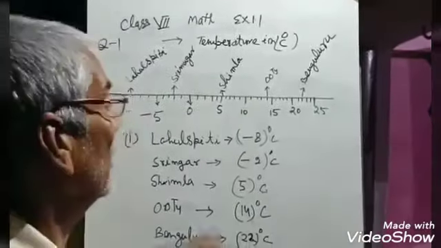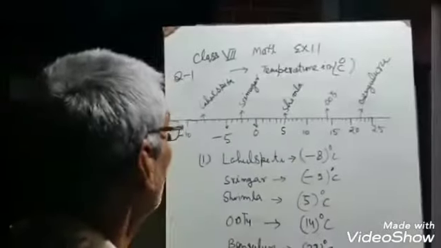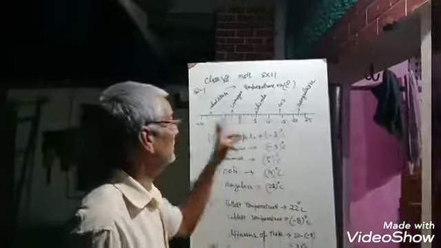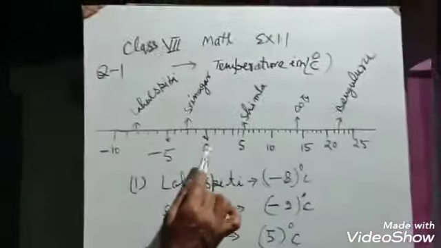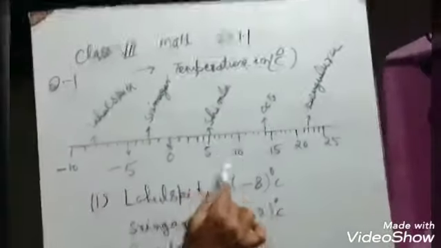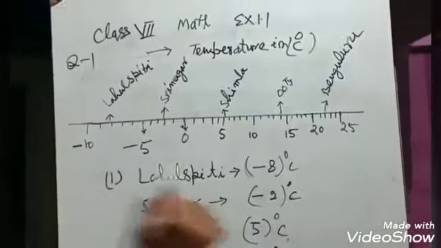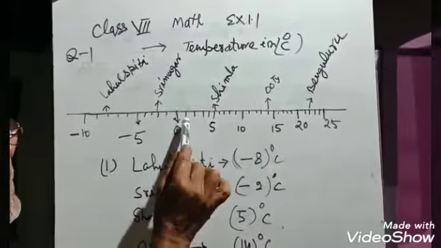I am going to start to solve some questions of exercise 1.1. This is question number 1. This is a number line, given in your book. Here is the zero integer, this is 5, 10, 15, 20, minus 5, minus 10. These are the integers. Every division shows 1 degree centigrade.